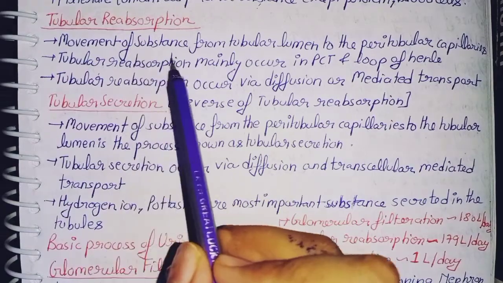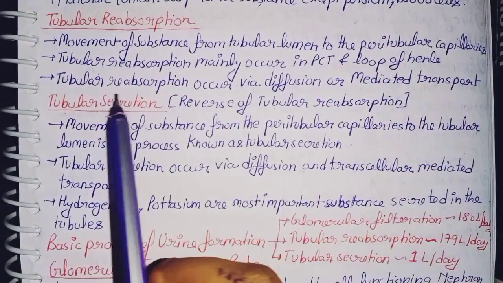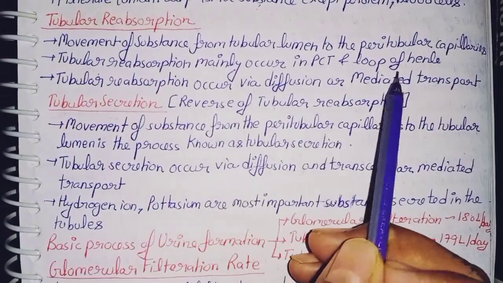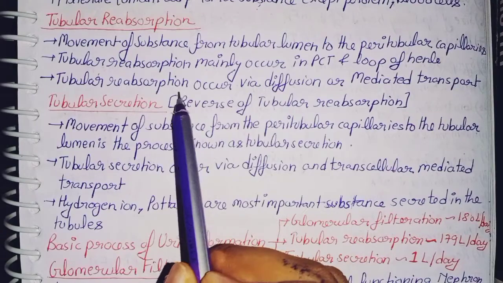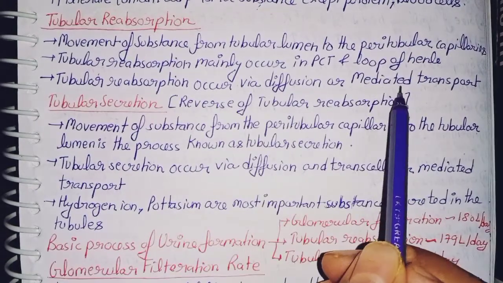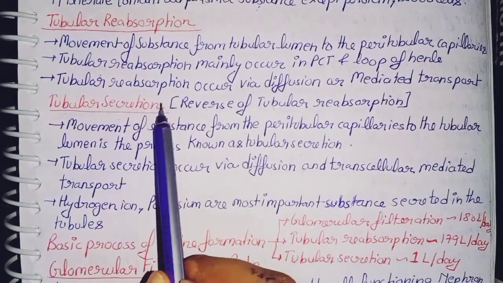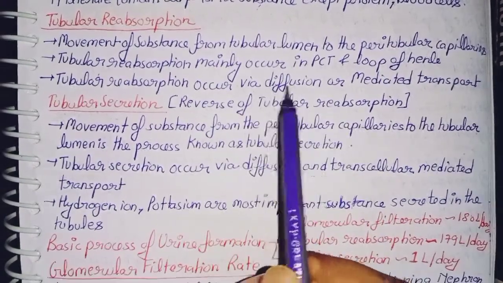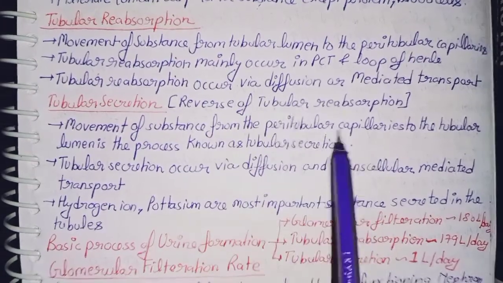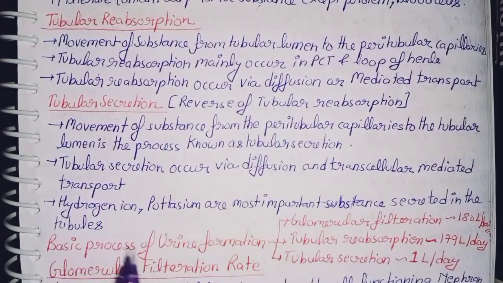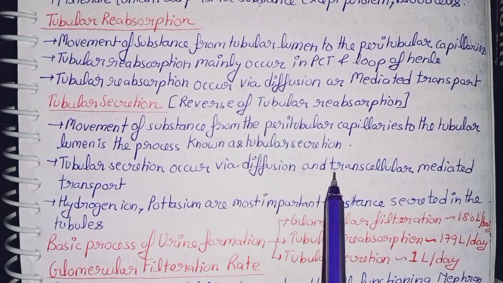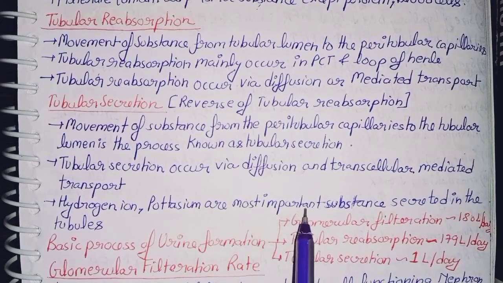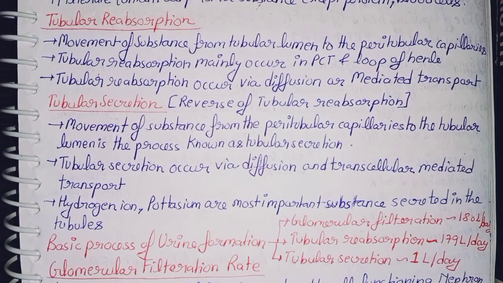Tubular reabsorption: movement of substance from tubular lumen to the peritubular capillaries is called tubular reabsorption. Tubular reabsorption mainly occurs in PCT and the loop of Henle, and it occurs through diffusion or through mediated transport. Now coming to tubular secretion, it is also called the reverse of tubular reabsorption because in this the movement of substance occurs from peritubular capillary to the tubular lumen. Tubular secretion occurs via diffusion and transcellular mediated transport. Hydrogen and potassium are the most important substances secreted in the tubules.